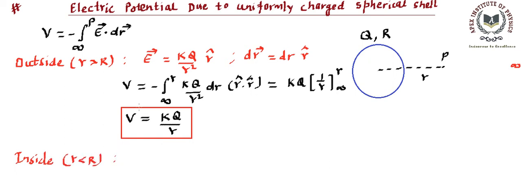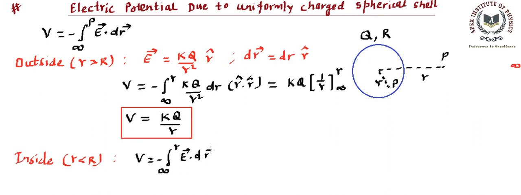Now we know if we have to carry this integration up to an inside point, let's say this time the point is somewhere here and this location is r, this is new point P for the second case. So integration will be in this manner: V is equal to minus integral from infinity to that location P, or location r rather, inside E dot dr.